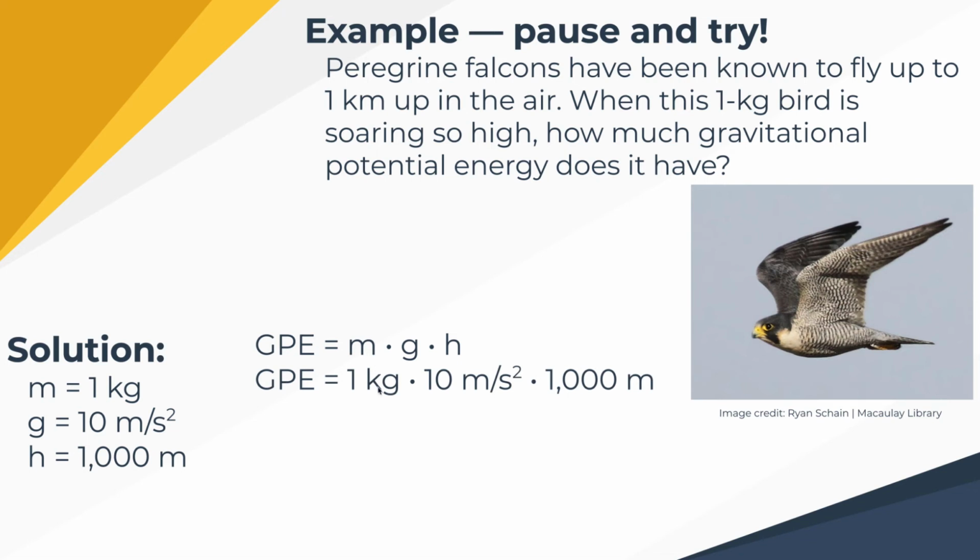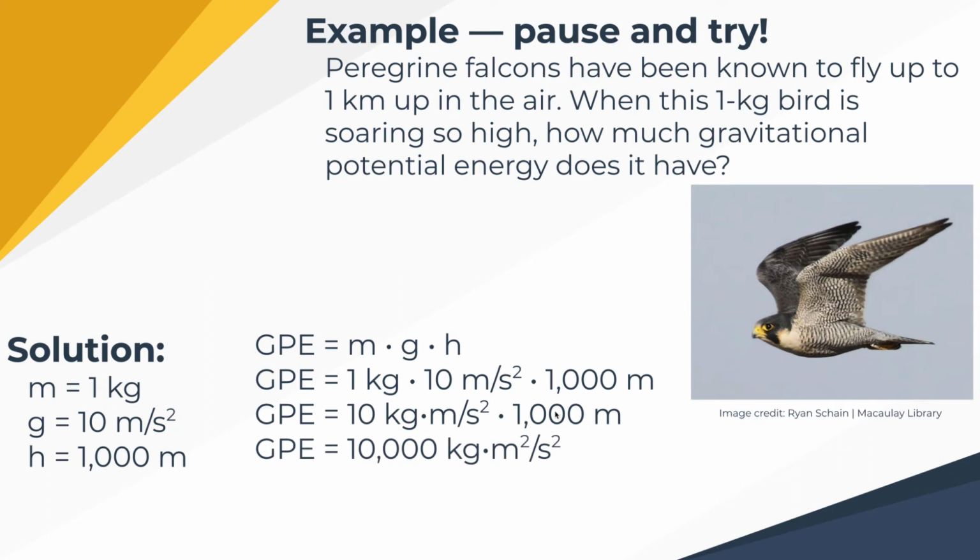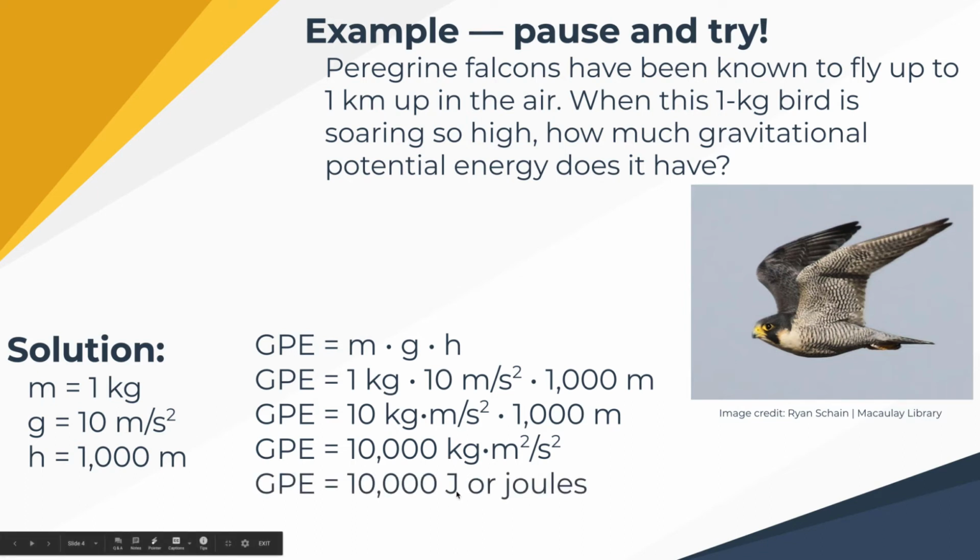Now I plug in the numbers, 1 kilogram for mass, 10 meters per second squared for g, and 1,000 meters for height. Now I just multiply across. 1 times 10 is 10. 10 times 1,000 is 10,000. And my unit for energy is J for joules. So finally, 10,000 joules. It's kind of nuts. It's a lot of energy for a little bird.